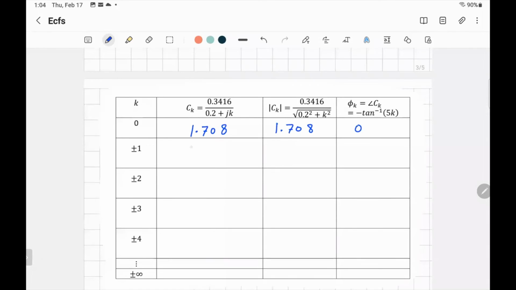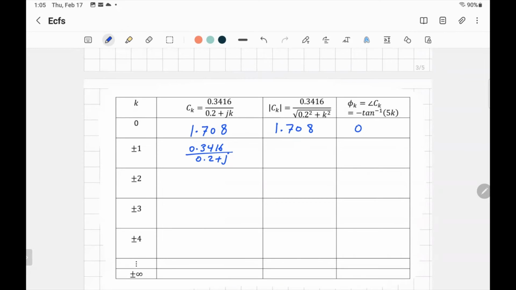For K equal 1, you will have 0.3416 divided by 0.2 plus J1. How do you do that? Don't do the formula. Do the formula if you are asked a question and you need to do it. But if you want to do it, use your calculator. I'm advising you to use complex mode. What I do is plug the numbers in using the complex mode in my calculator.